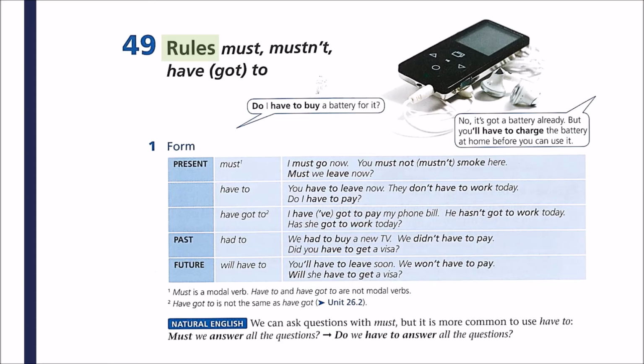The modal verbs must, mustn't, and have to are used to talk about rules. The difference between them is formality. Must is the most formal, have to is less formal, and have got to is casual. As for tenses, the modal verb must doesn't have other tense forms. So we simply change have to into the past and future form like we would for the verb have.